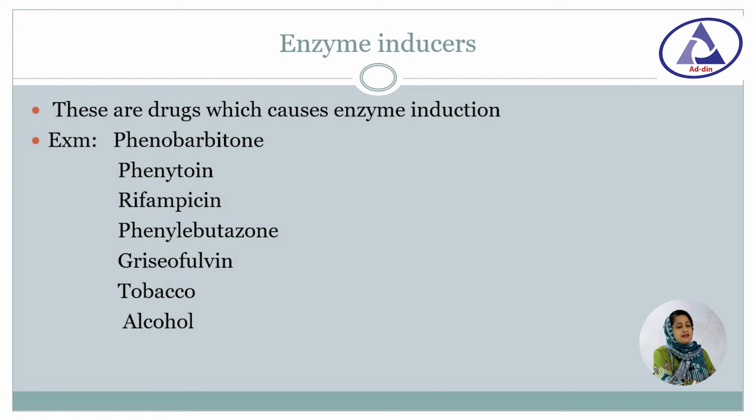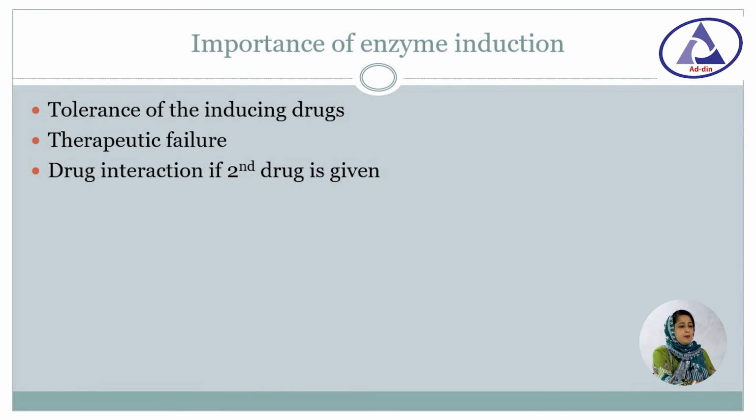There are drugs which cause the enzyme induction like phenobarbital, phenytoin, rifampicin, phenoxybenzamine, griseofulvin, tobacco, alcohol, etc. Importance of enzyme induction. Number 1 is tolerance of the inducing drug, therapeutic failure develops and drug interaction if second drug is given.